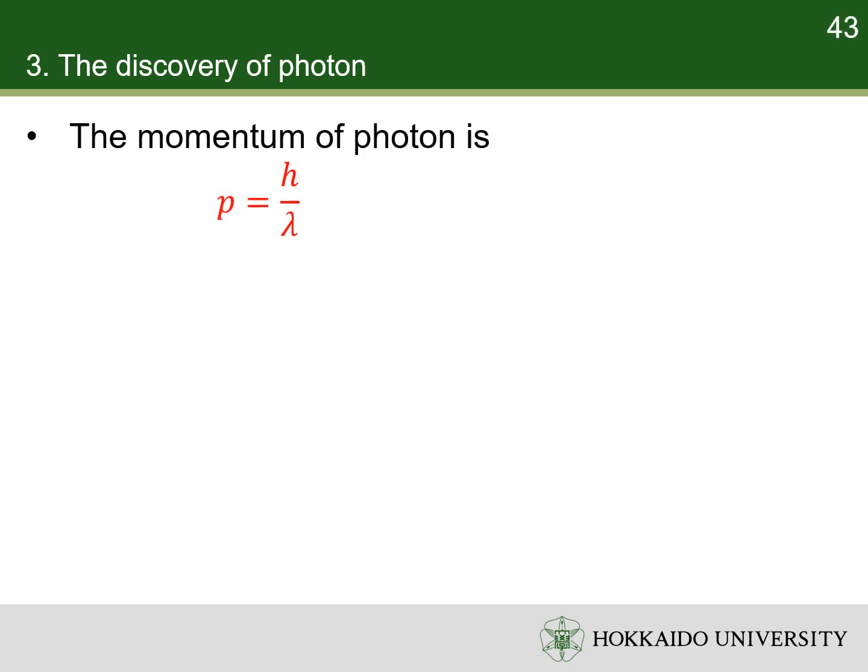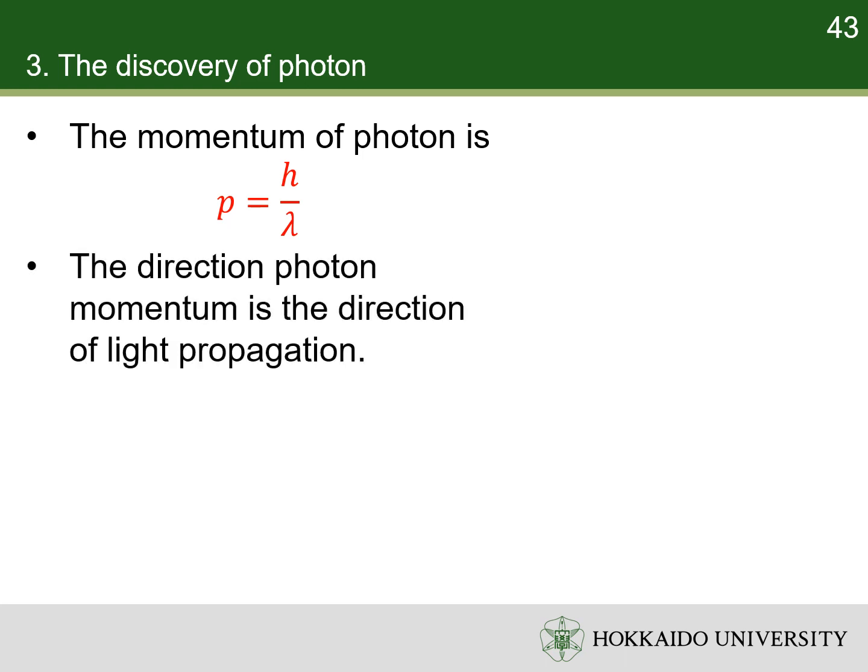Einstein showed that photons also carry momentum, making them full-fledged particles. The momentum of a photon is equal to the Planck constant divided by the wavelength. And the direction of a photon's momentum is the direction of light propagation.